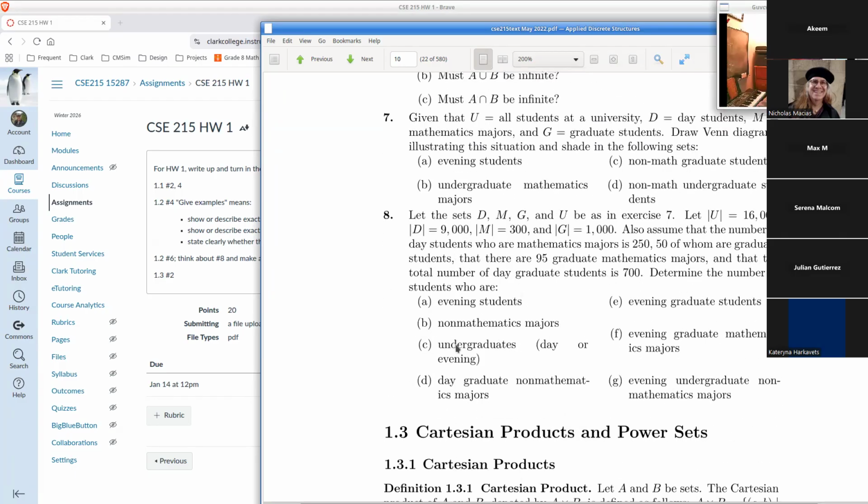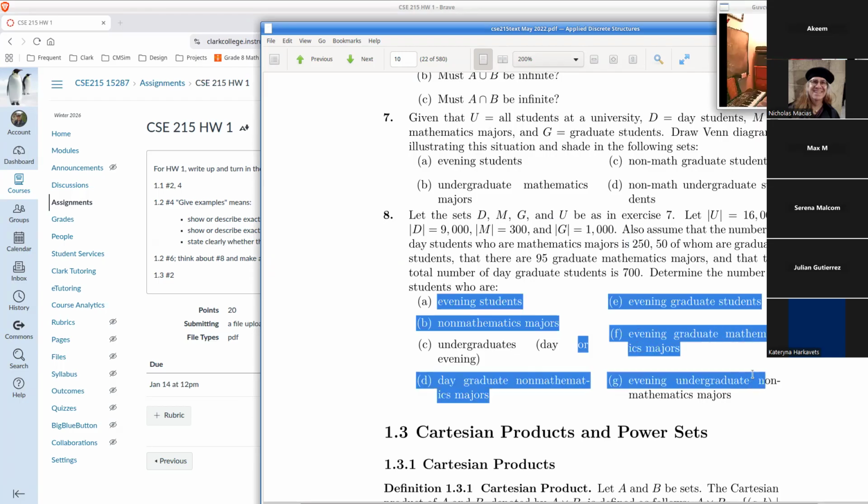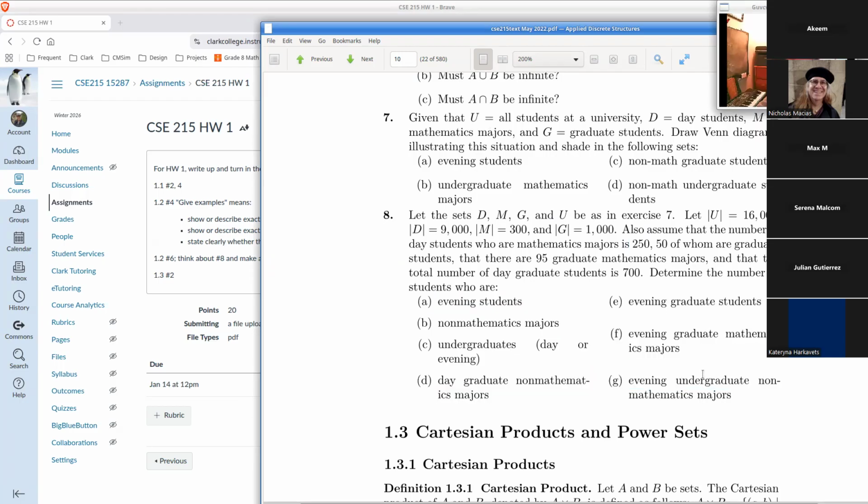And then question 8, I just want you to try and do the best you can with. So you're given a bunch of sets for students at a school. So D is the set of day students, M is the set of mathematics majors, and so on. And you're given the size of these sets, and you're also told that the number of day students who are math majors is 250, and so on and so forth. And using those facts you're given, see if you can figure out the answers to these 7 questions.